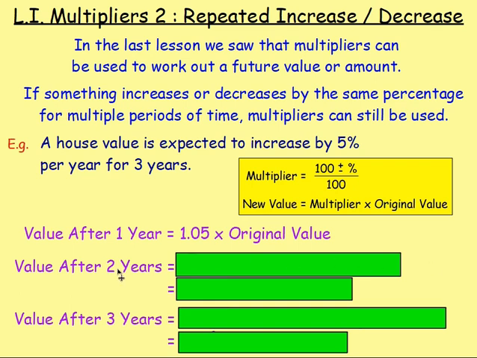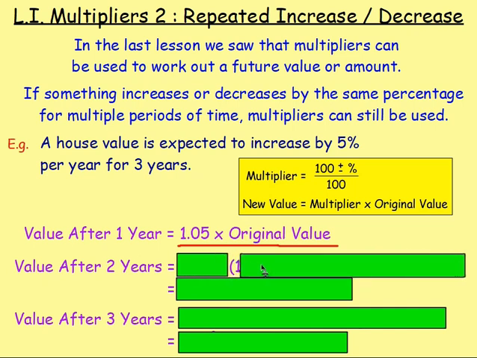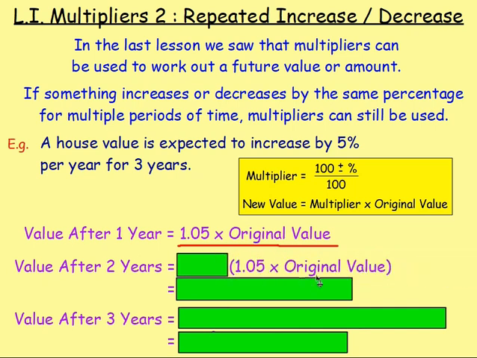However, after year 2, it's going to be 1.05 multiplied by this previous amount. So if I leave the previous amount as 1.05 times the original value, whatever that works out to be, if I want to work out 5% of that and add it on, again I would do 100, add 5, divide by 100. So I do 1.05 multiplied by this. Remember, this was the previous amount, and I'm multiplying that by 1.05.